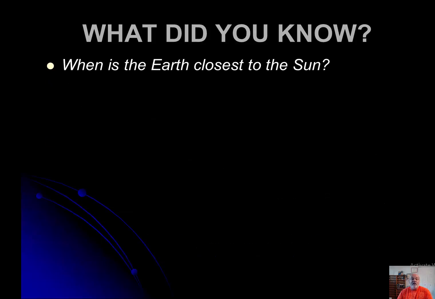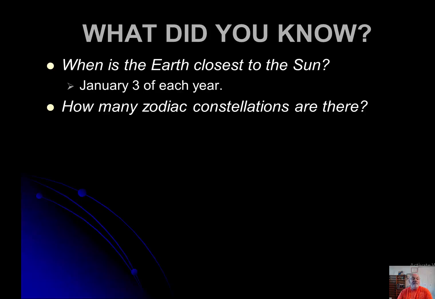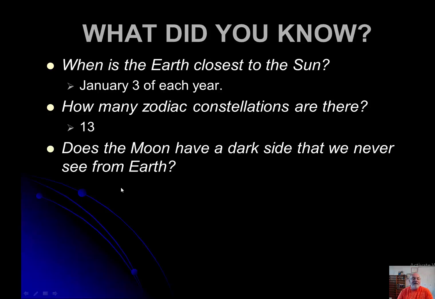When is the Earth closest to the Sun? January 3rd, perihelion, each year. Could be the 2nd or the 5th, too. How many zodiac constellations are there? There are really 12, but we're going to say there are 13, but there really are 12 zodiac constellations. Remember that Hercules doesn't quite make it in there.